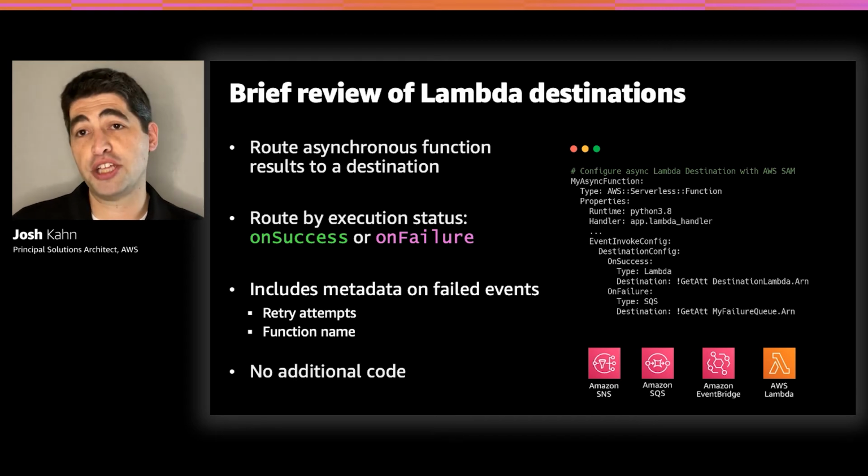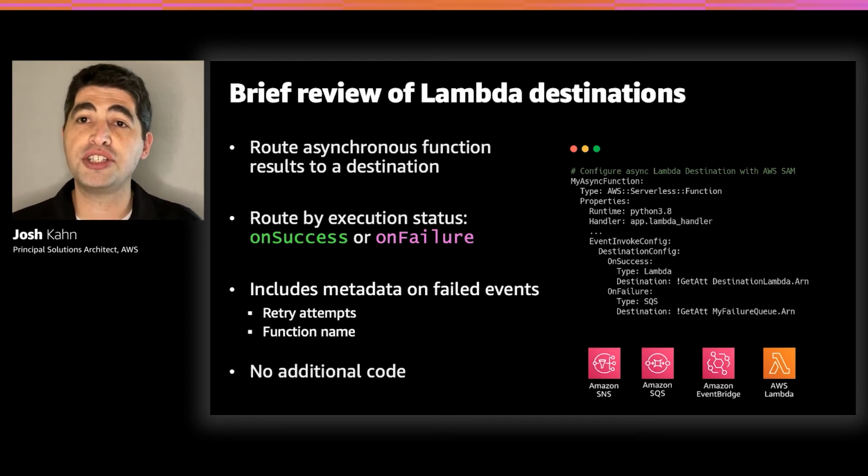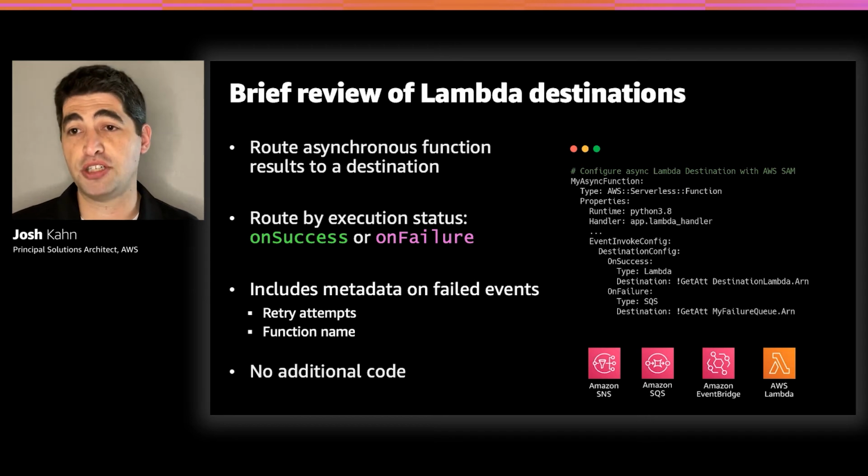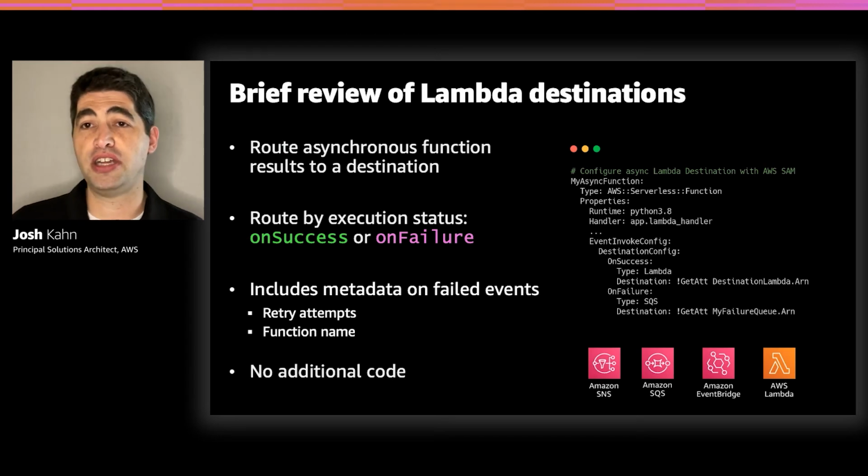And the payload that gets routed to that destination includes not just the original event or the original payload, but also some additional metadata, like the number of retry attempts, the function name, etc. Now, when you go to configure your Lambda destination, you can use something like AWS SAM, as we're showing on the screen, and you actually configure that destination as a property of the serverless function. That's important to note because a little later in the talk, we're going to configure another destination, but we have to configure it in a different way.